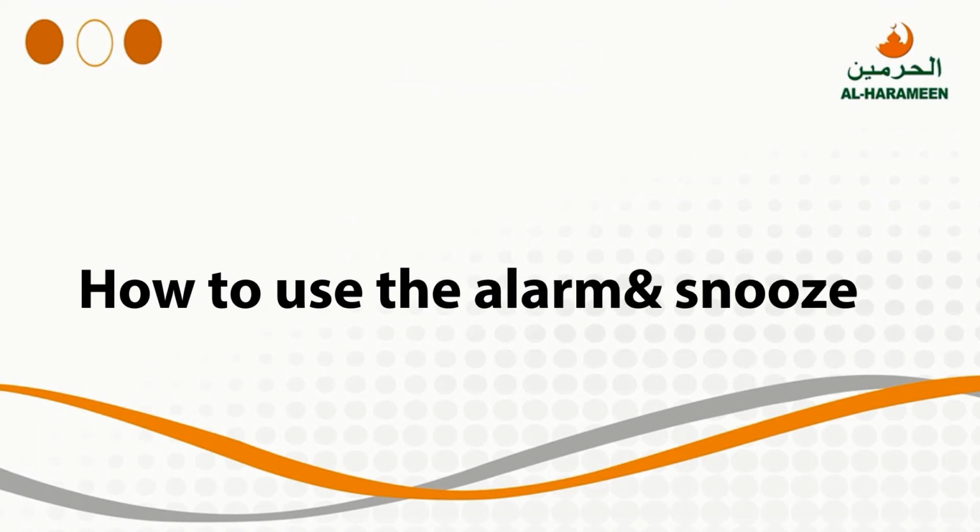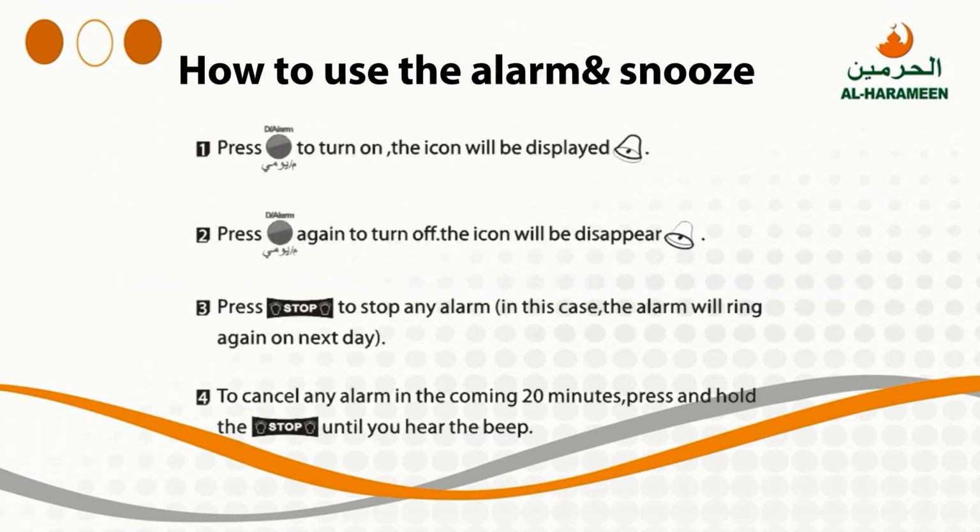How to use the alarm and snooze. 1. Press D/alarm to turn on. The icon will be displayed. 2. Press D/alarm again to turn off. The icon will disappear. 3. Press stop to stop any alarm. In this case, the alarm will ring again on the next day.